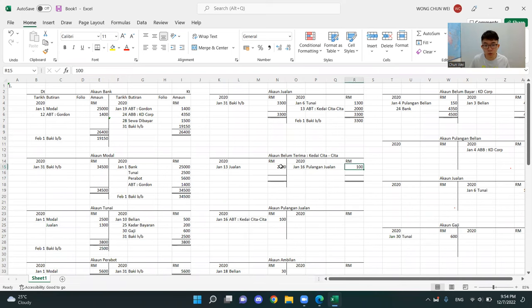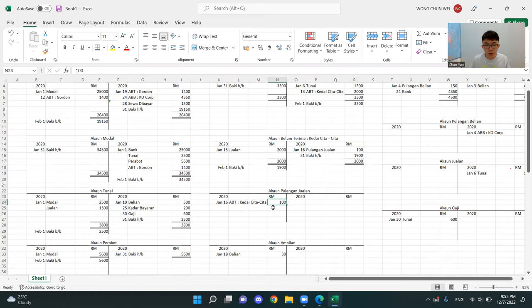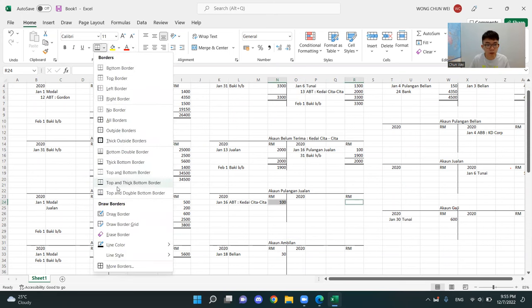2,100, which side is bigger? 2,000. So now will be 2,000 minus 2,000 minus 100. Get 1,900. This will be a baki HB. When you have a baki HB, you will have a baki BB. 1,900. Okay, this one is easy, all right. Only one figure, you don't need jumlah. Straight away, double line.